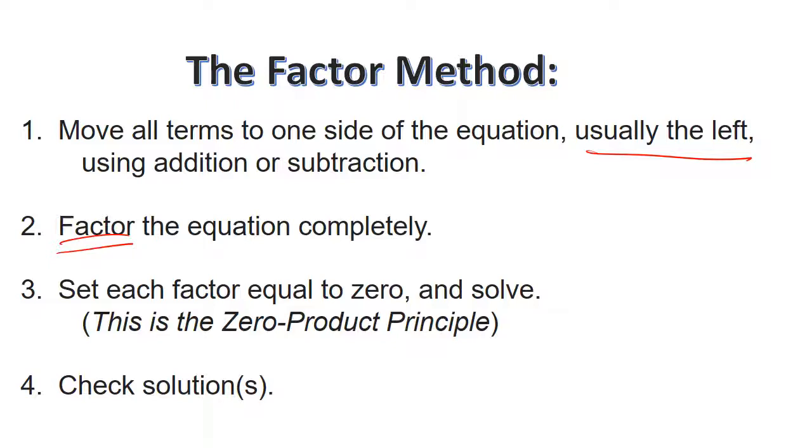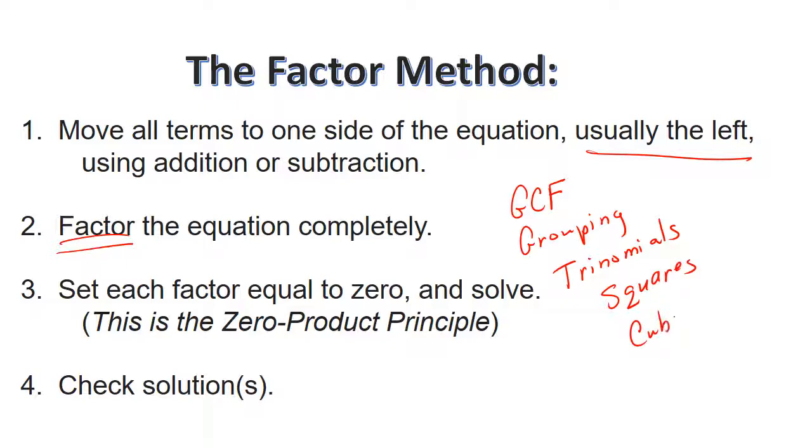Now remember, there are lots of different types of factoring. There's GCF, greatest common factor. There's factor by grouping. There are techniques for factoring trinomials. There's also the difference of two squares. There would be the sum or difference of cubes. But then, once you have factored, you set each factor equal to 0 and you solve. Now this phenomenon is called the zero product principle, and be sure to check all solutions.